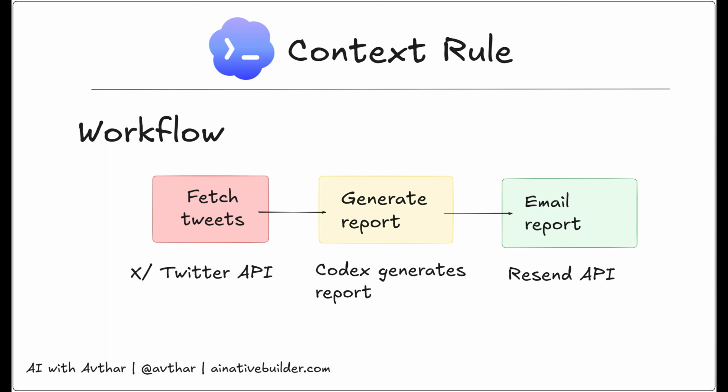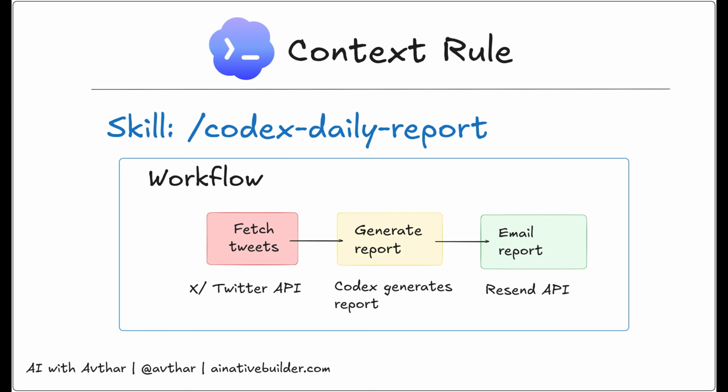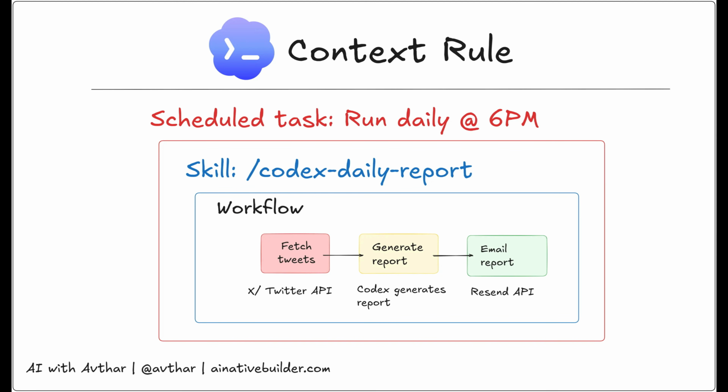To build it, I first worked with Codex to get everything working manually. Then I asked Codex to wrap that workflow in a skill so that it could be invoked repeatedly. And then I created a scheduled task to run that skill every day at 6 p.m. Now, the context rule transforms Codex into a super capable employee.